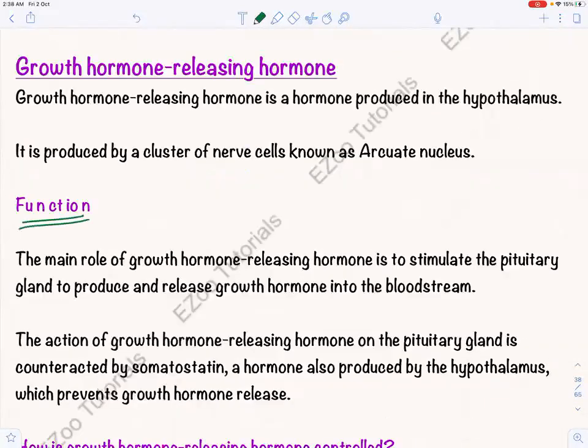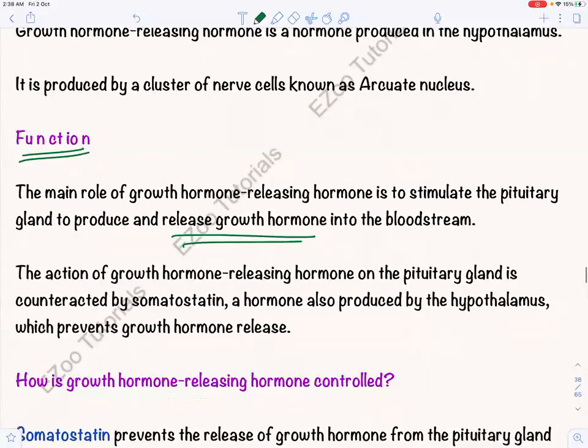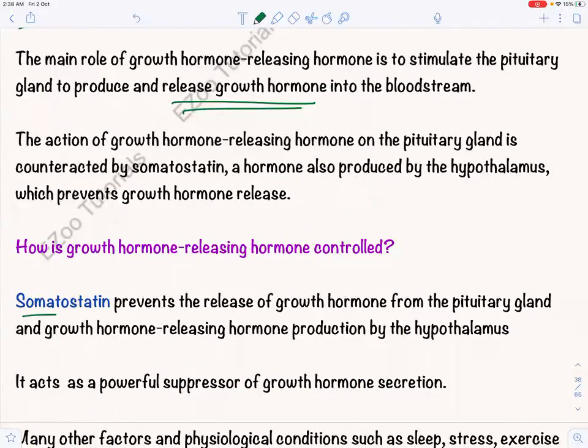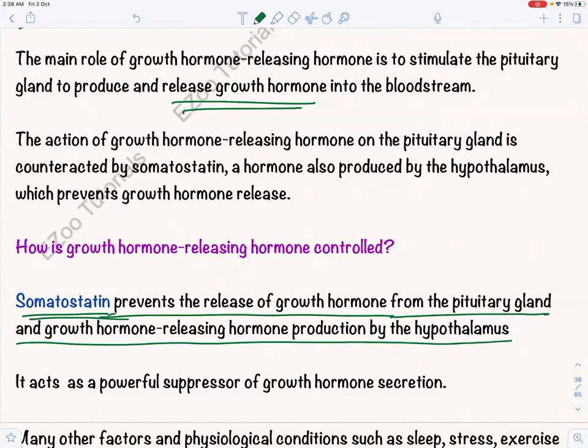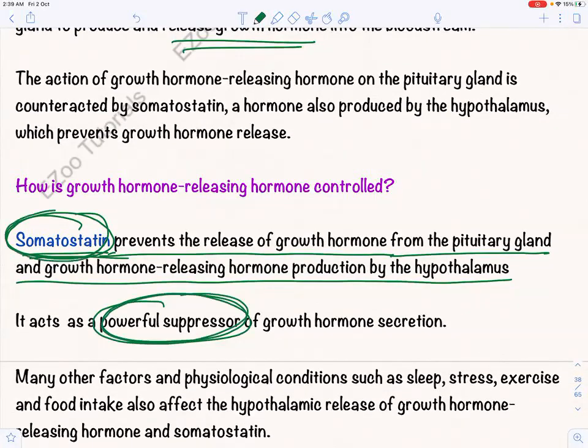Its function is very easy. It releases more growth hormone, and what happens from that? Just the growth of the body, the cell growth and all. And how is it prevented? Somatostatin prevents the release of growth hormone from the pituitary gland and growth hormone releasing hormone production by the hypothalamus. So what is controlling? Somatostatin. It is a powerful suppressor. Remember this, powerful suppressor of what? Of growth hormone. So somatostatin, suppressor of growth hormone. Make notes like this, right?